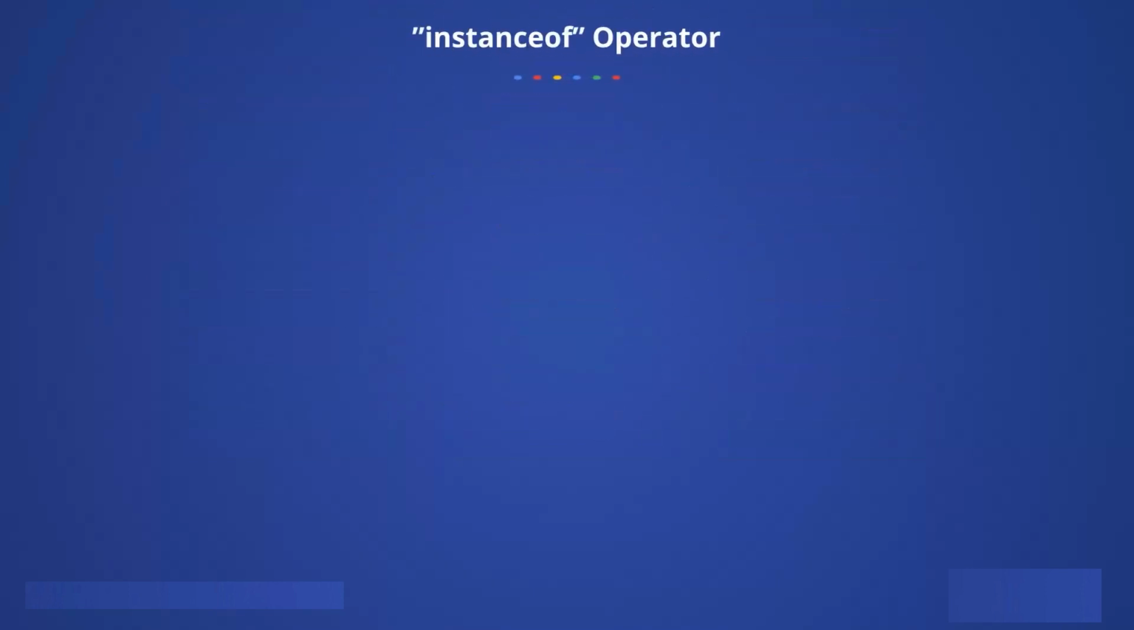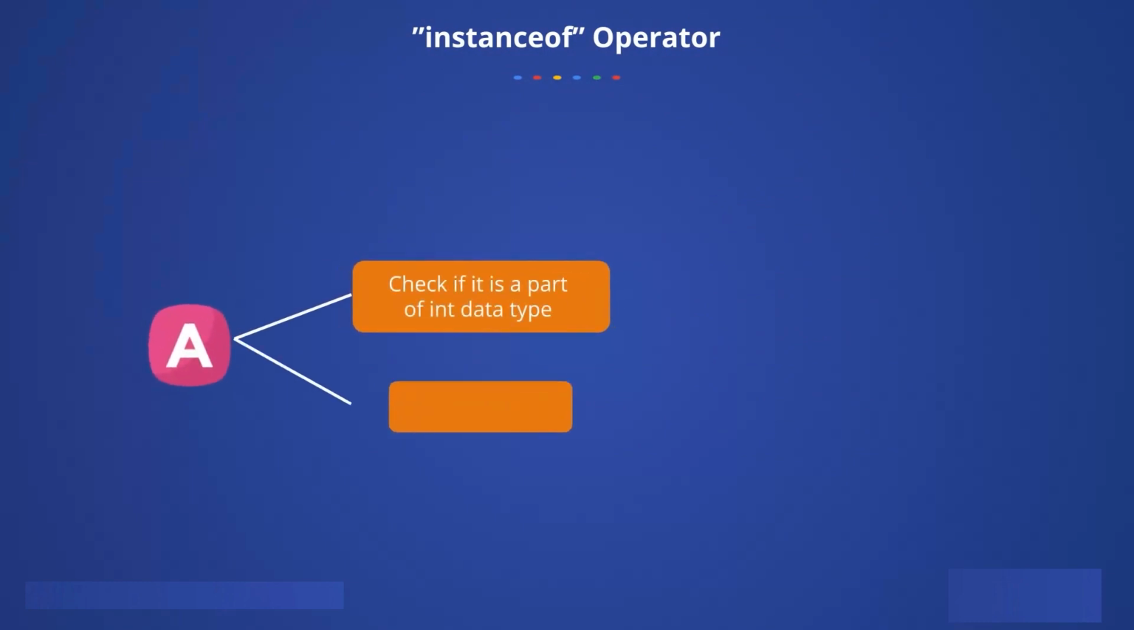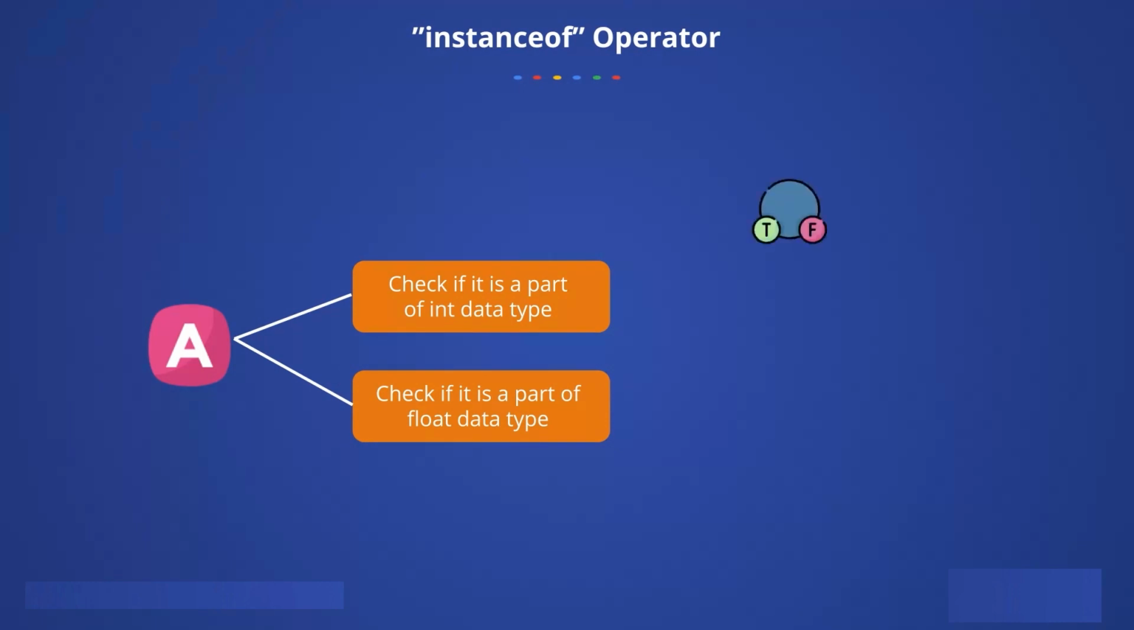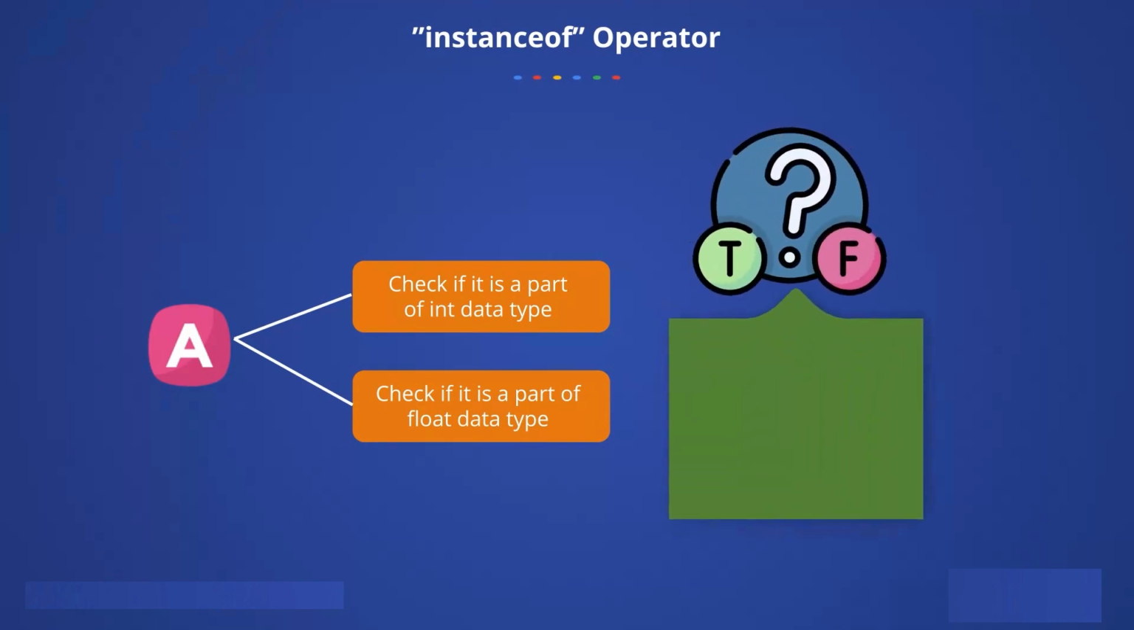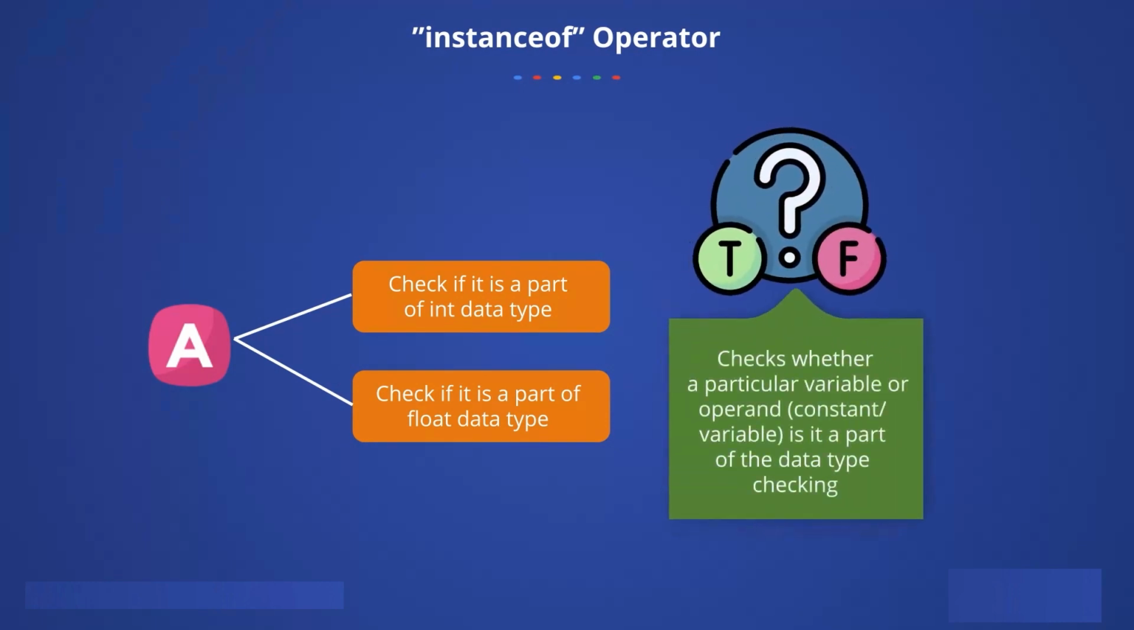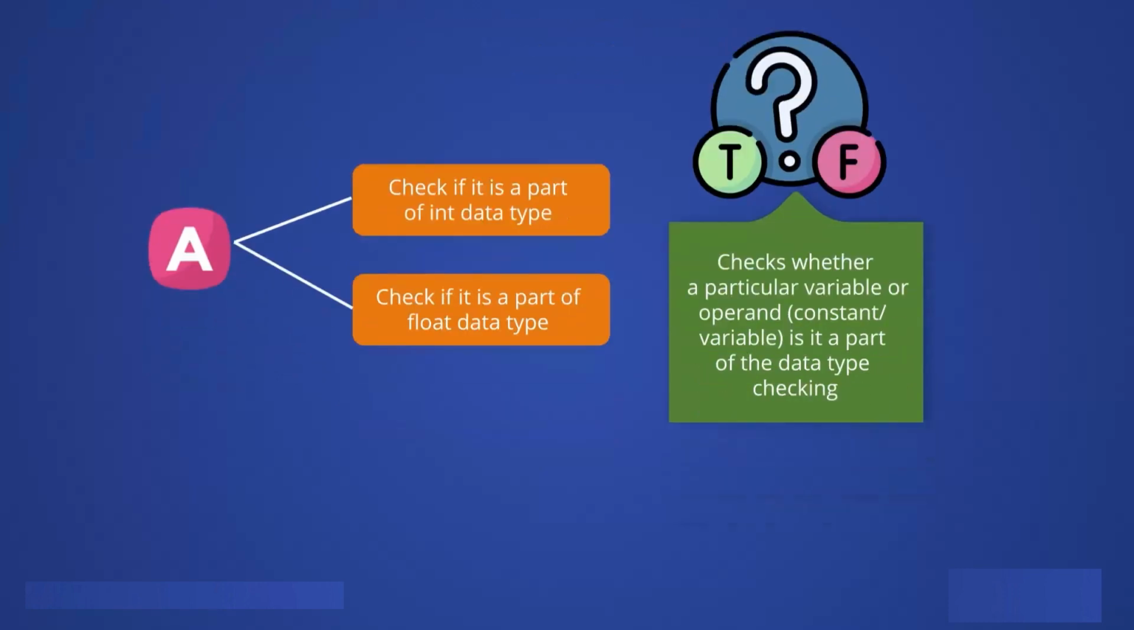Now what does instanceof do? Instanceof helps you to check, let's say you have a variable called a and you want to check whether it is a part of a data type called integer or a data type called float. It always gives you the result in the form of true or false. All it does is check whether a particular variable or operand you're giving, which could be a constant or variable, is part of the data type you're checking. That's what it verifies.